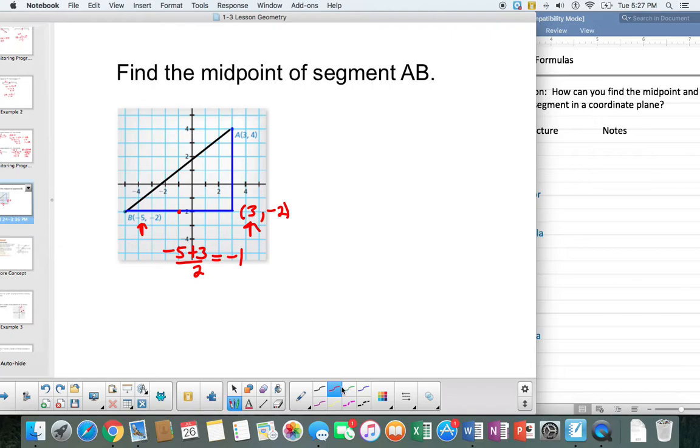Now I'd like to find the midpoint between the y coordinates here. And again, I'm going to find the average. And then this answer will be 1. So right here at 1, that's the halfway point at 3 units here, 3 units here. Now if I were to go across here, and I were to go up here, this point right here that has an x coordinate of -1 and a y coordinate of 1 is what we call the midpoint of segment AB.